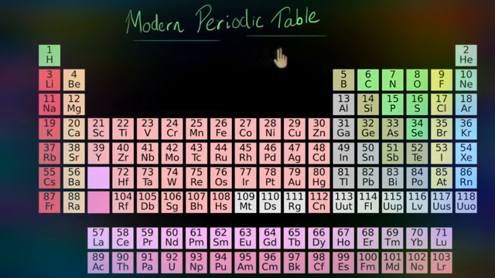The modern periodic table. You would have seen this somewhere in your textbook. See, this is a table where we arrange elements in the increasing order of their atomic numbers. For example, 1, 2, 3, 4, 5, 6, 10, and so on and so forth. And also over here, we group the elements based on their similar chemical properties.